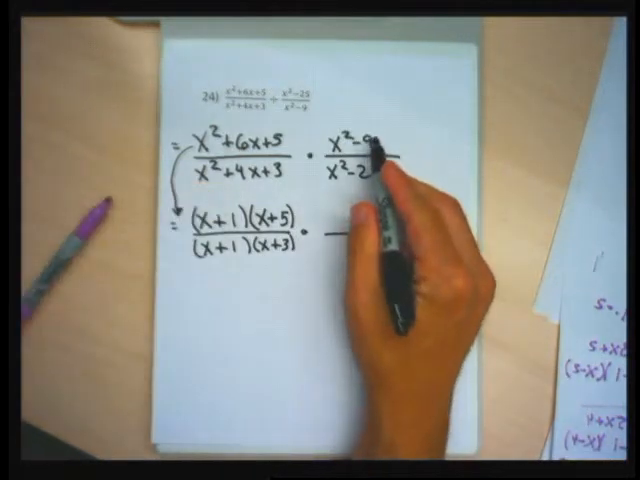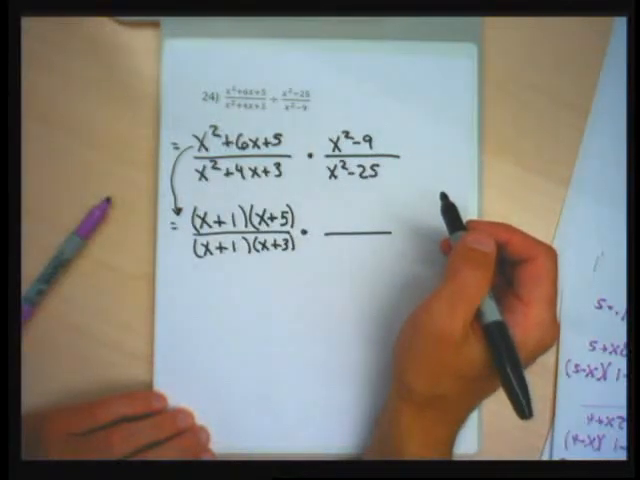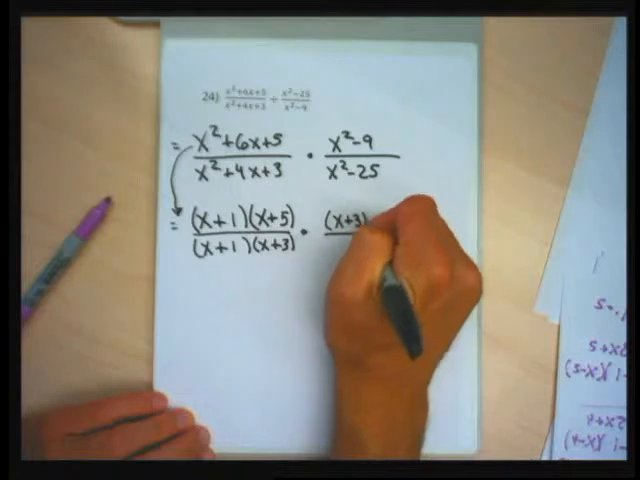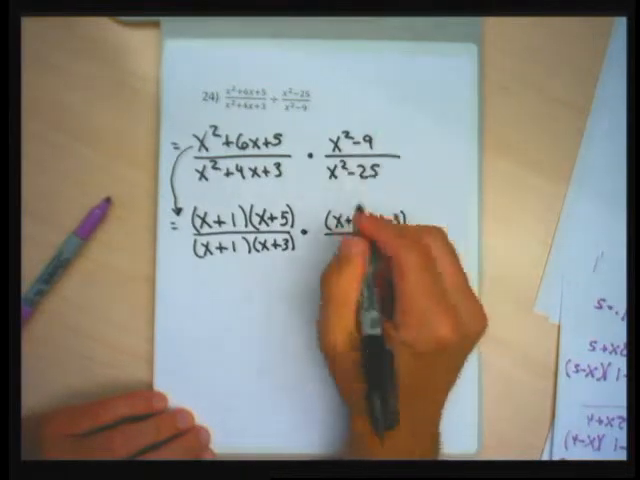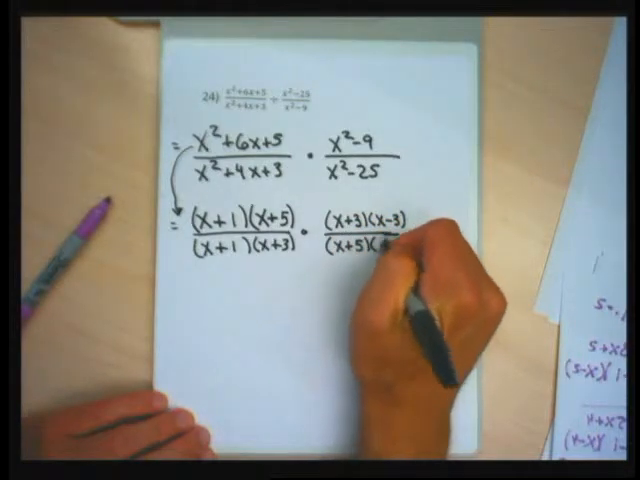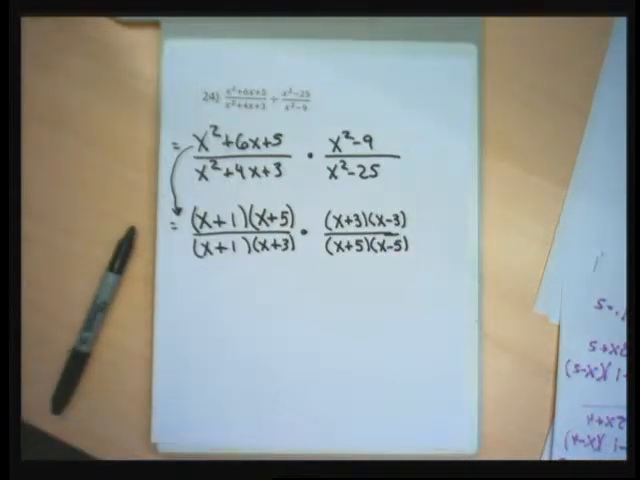To the right of the times sign, x squared minus 9 is a square with a minus, or a difference of squares, so you get two identical parentheses, one with a plus sign, one with a minus sign. The x squared minus 25 factors just like the x squared minus 9 in that you get two identical parentheses, one with a plus sign, one with a minus sign. Have all four pieces factored.